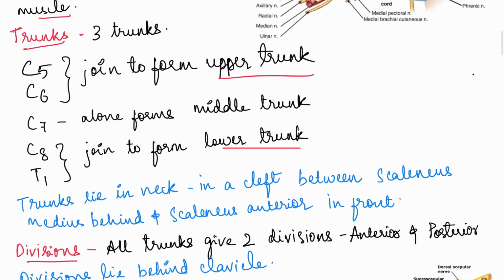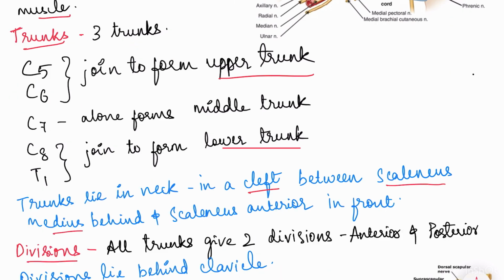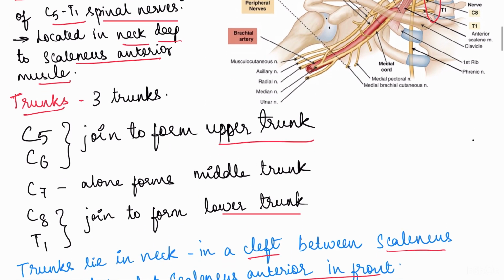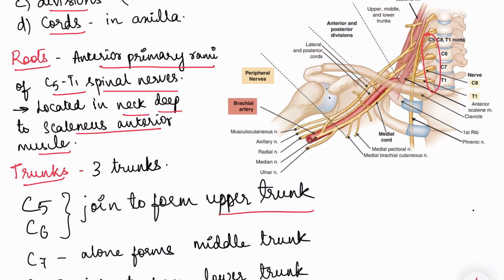The trunks lie in the neck. They are located in a cleft between scalenus medius behind and scalenus anterior in the front. That means trunks are present in the neck and they are also present in the cleft between the scalenus medius and the scalenus anterior muscle. So here we can see the roots, and behind this we have the formation of trunks by these roots.